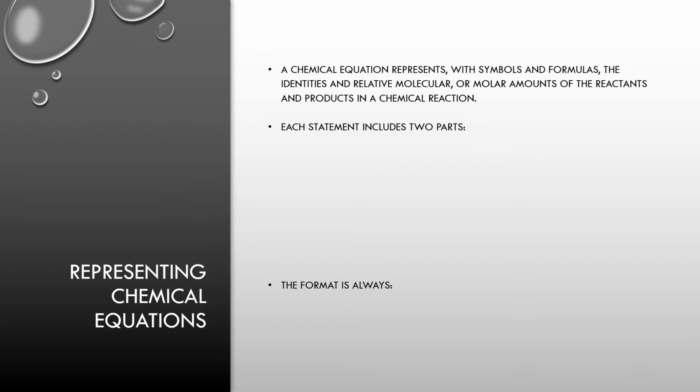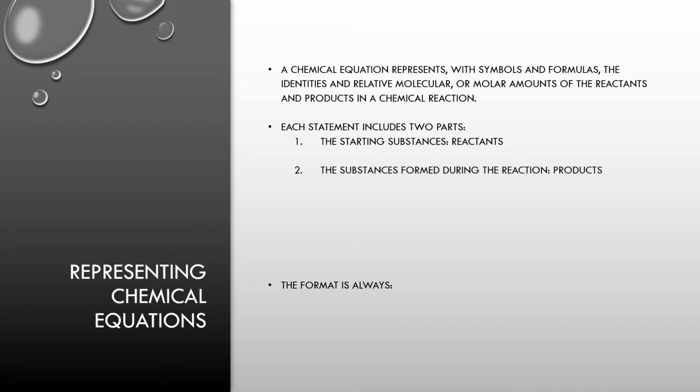So when we see a chemical equation, it's usually written in either symbols or a formula, and it's going to identify the molecular and molar amounts of the reactants and the products in a chemical reaction. And each statement is going to include two different parts. The first thing is the starting substances, which are known as the reactants. The second thing is the substance that is formed in the reaction, which is known as the products.